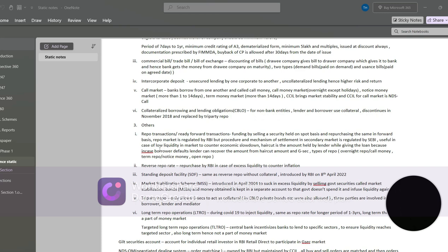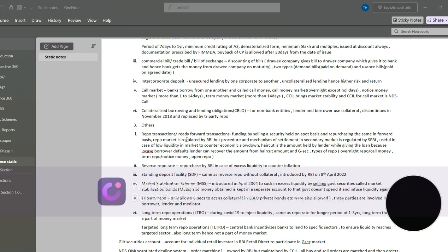Now, the third kind in money market is others. Others have six kinds, and again, first is repo transactions or ready forward transactions. This is basically funding by selling a security held on spot basis and repurchasing the same on forward basis. Like in repo market, what happens is that I sell you one of my items and you give me money, and on maturity I promise to pay this much money for that item and you will give it back to me. So this is the crux of repo transactions.